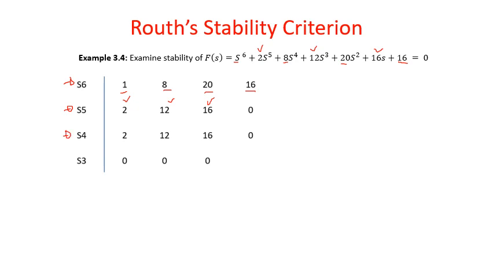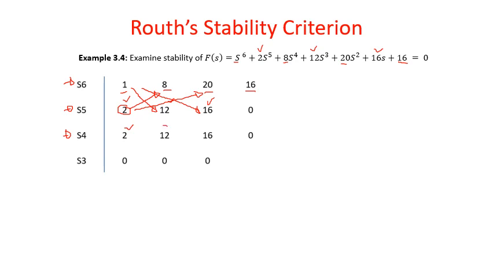To fill the s4 row, what do we do? 2 multiplied by 8 minus 1 into 12, divided by 2. So it will be 16 minus 12 divided by 2, that is 4 divided by 2, which equals 2. Similarly, for the next element, 2 multiplied by 20 is 40, minus 1 multiplied by 16, divided by 2. So it will be 12.